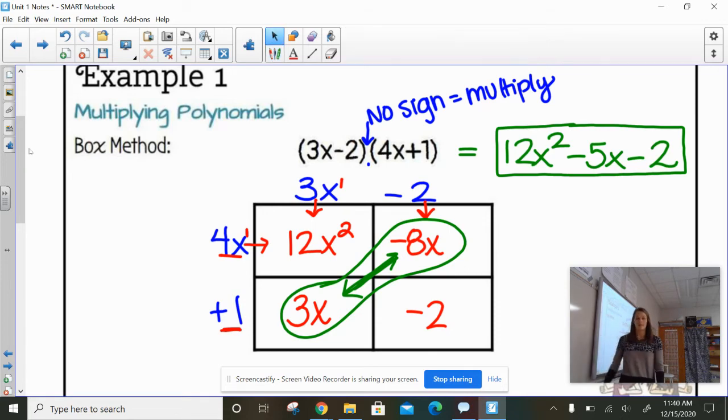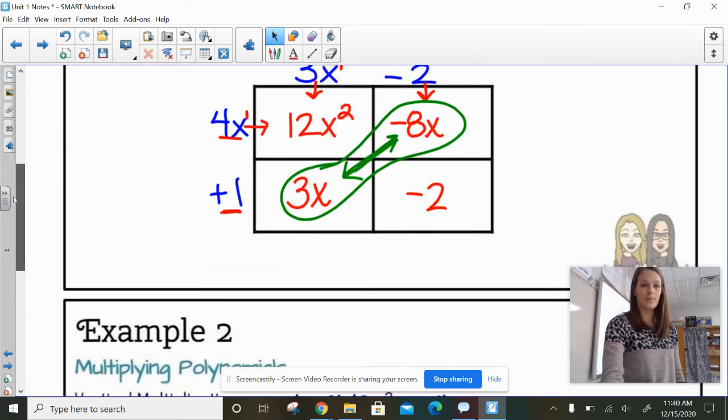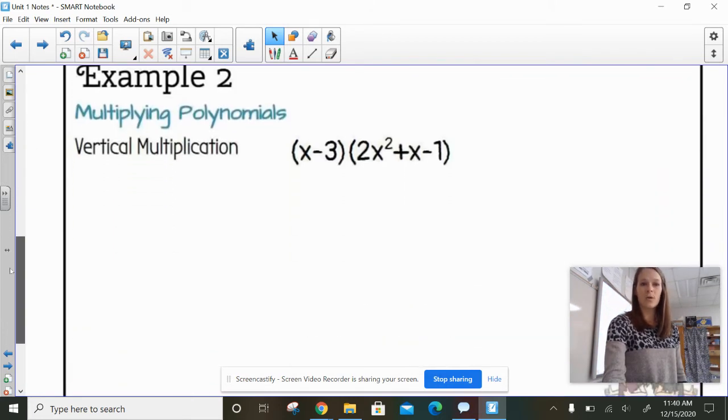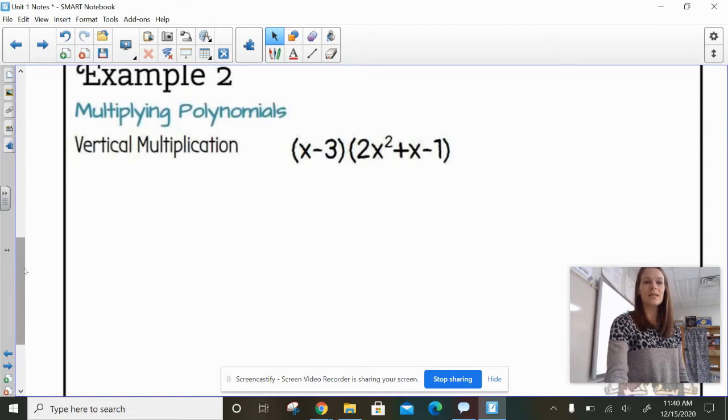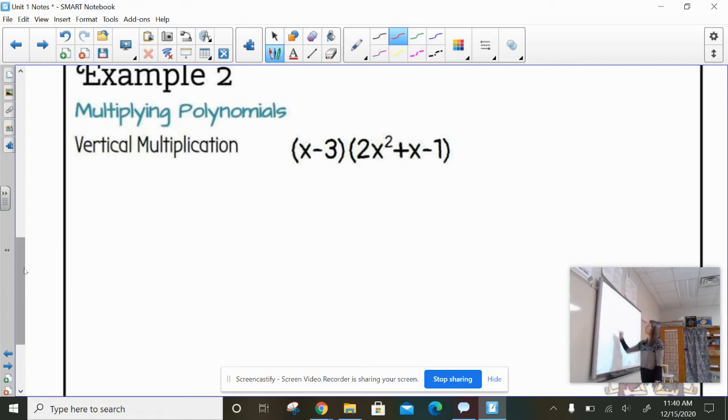All right, so let's look at example 2. It says vertical multiplication. I'm going to stick with box on this one and show you how you can do box method with a little bit of a bigger problem. So I'm going to also do box method here, just one more time, and then I will show you distribution.